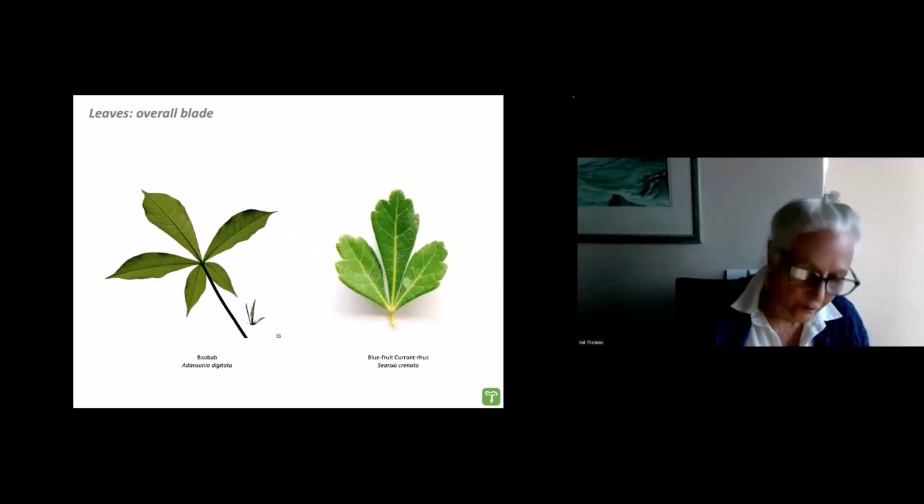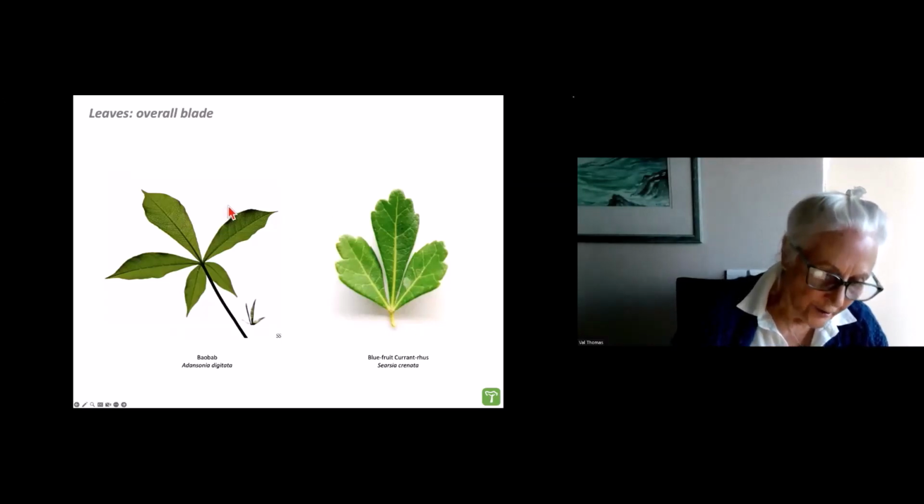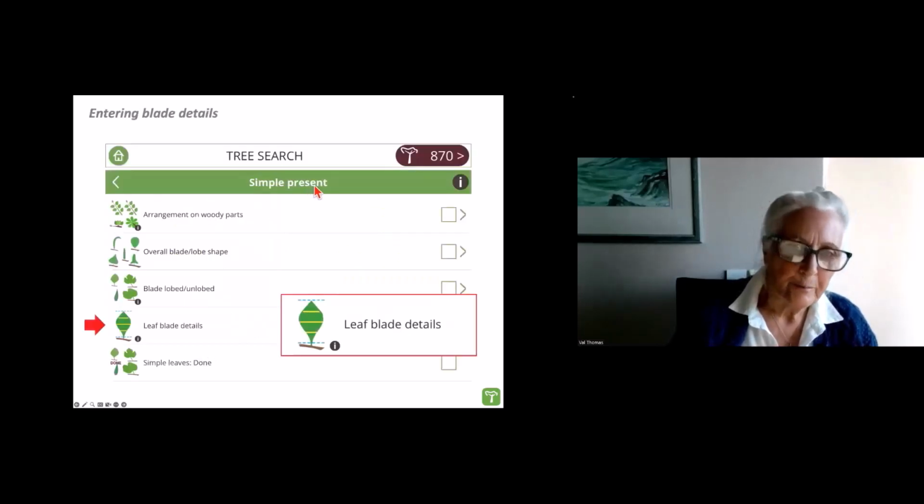Now we're going to look at the overall blade, and we're going to talk about blade details. And remember that we said both simple and compound leaves are called blades, and we're going to look at those details. Now what we're going to do is fill in the details for a compound leaf. When you've got to choose a compound leaf, you don't want to have to measure and find the details for each and every separate leaflet. In simple, we're going to do the simple ones. It says leaf blade details.